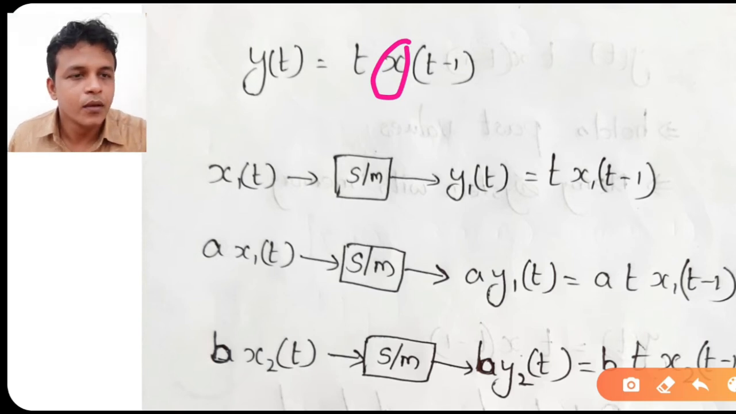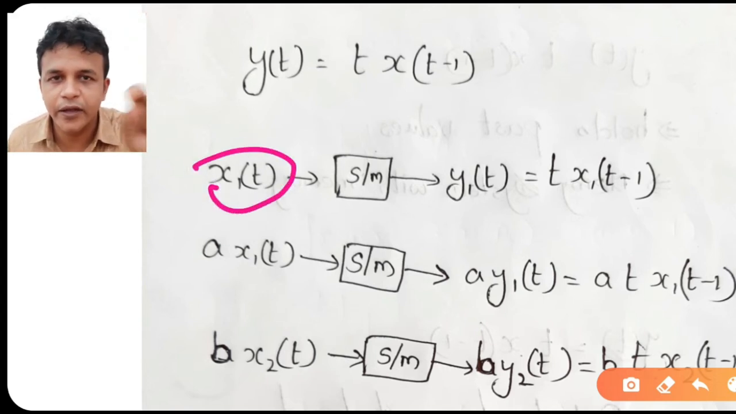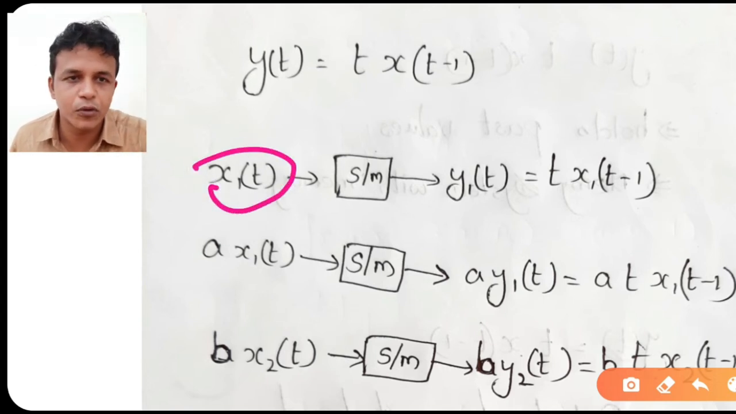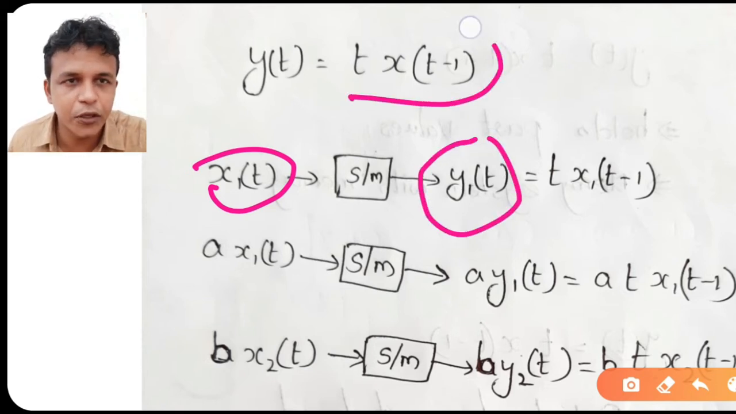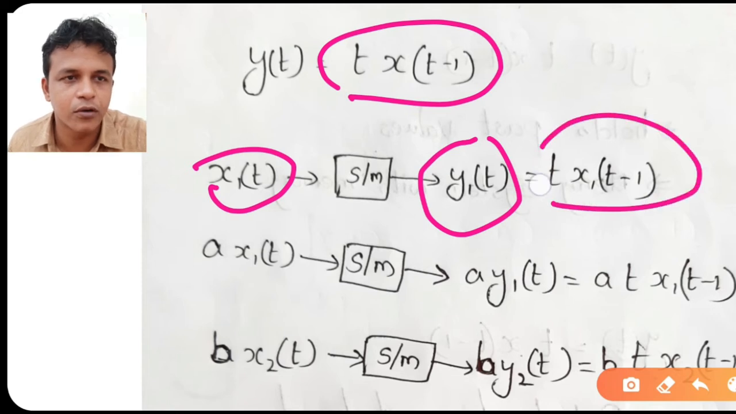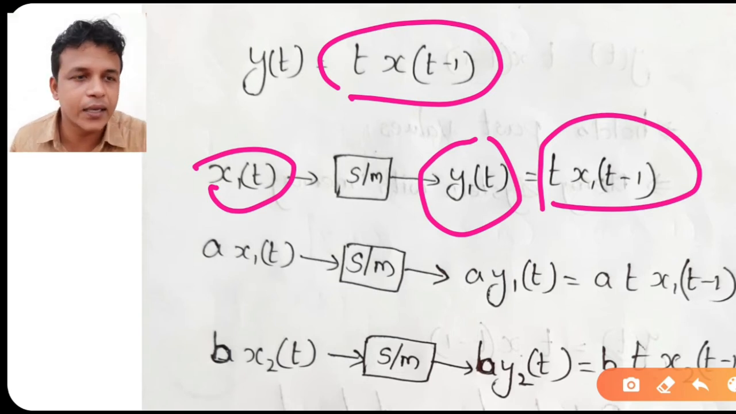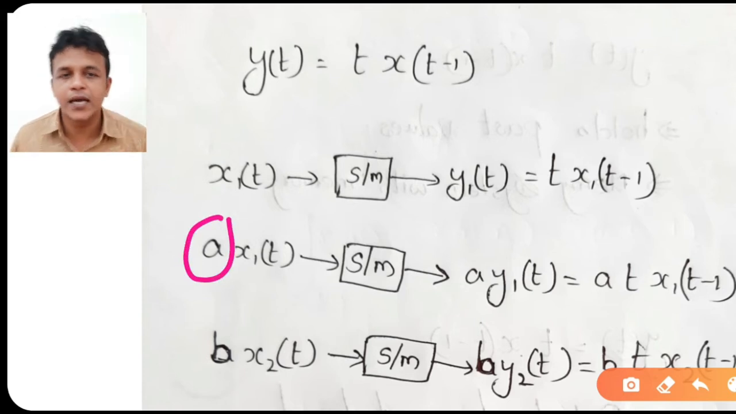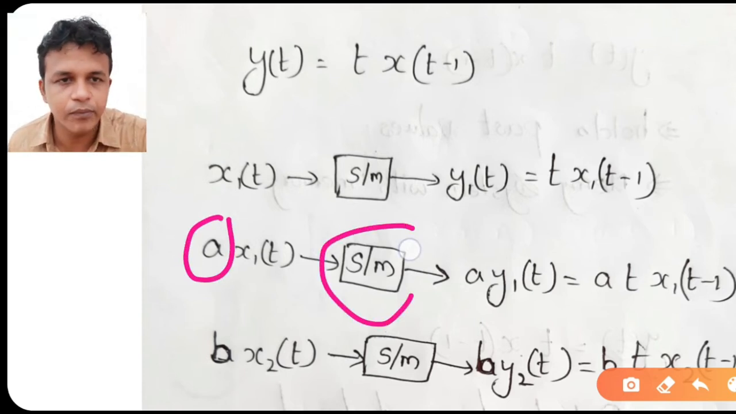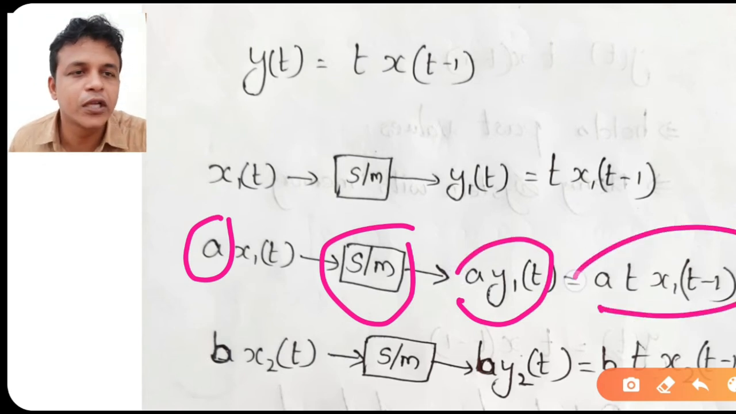Instead of x of t as input, let us assume that we are giving input as x1 of t. If we give x1 of t as input to the system, then we will get the output y1 of t, which is nothing but t into x1 of t minus 1. To the same system, we are giving a weighted input, weighted by a factor a, that is a into x1 of t. We are getting the output as a into y1 of t, which means a into t into x1 of t minus 1.